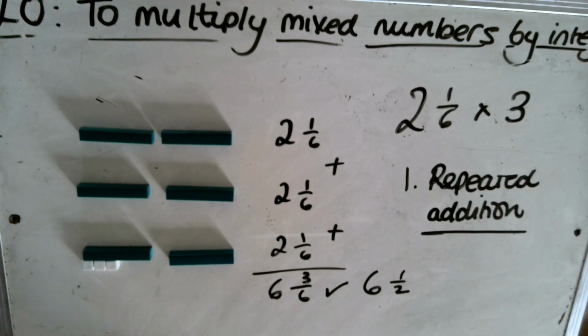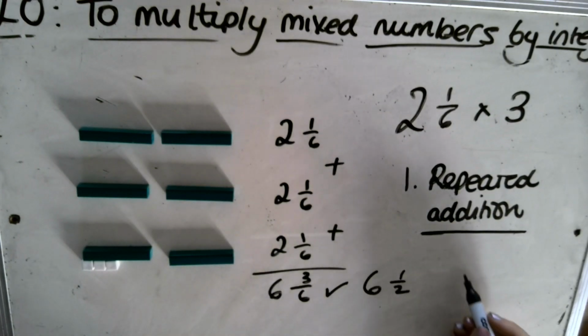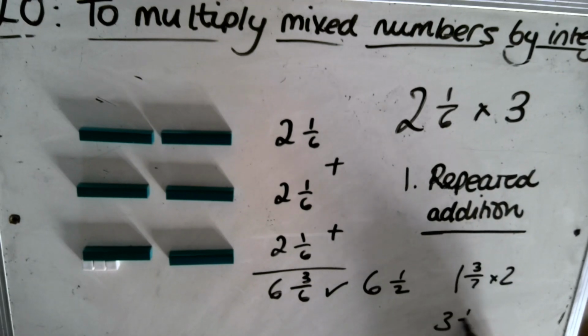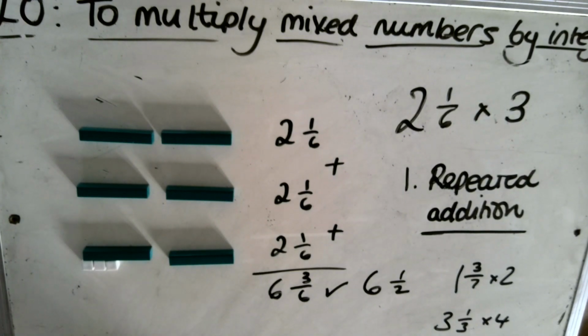There were 2 other questions on your home learning attachment, which were optional. They were just there to have as a bit of a practice. The other 2 questions were 1 and 3/7 times 2, and 3 and 1/3 multiplied by 4. So they were on the attachment that I sent home with you on Friday, and it's up to you if you feel that you would benefit from practicing those 2.